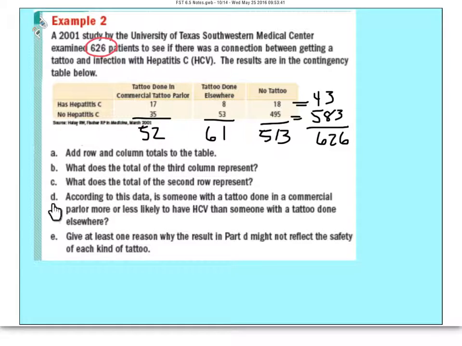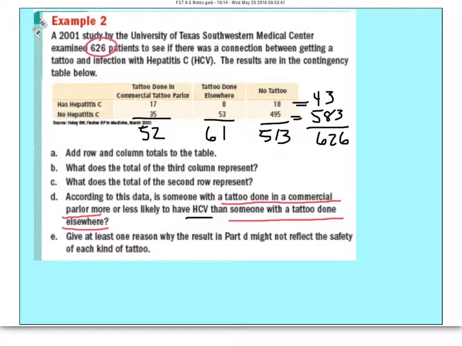Okay, let's look at letter D. According to the data, is someone with a tattoo done in a commercial parlor more or less likely to have HCV, or hepatitis, than someone with a tattoo done elsewhere? So they're looking at tattoos done in a commercial parlor versus someone with a tattoo done elsewhere. And we're looking at someone likely to get this hepatitis C. So you have to be careful on here.